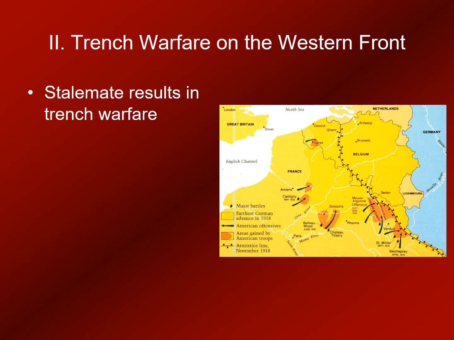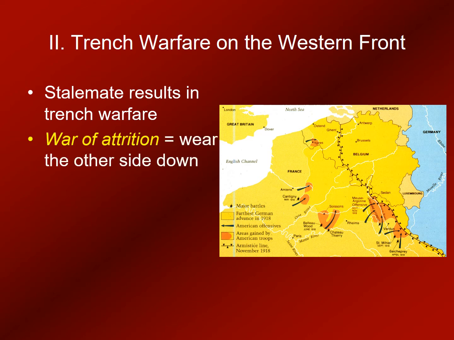From the North Sea all the way through Belgium and France, you see these lines here. You have lines of French trenches and German trenches, and they're basically lobbing bombs at each other, trying to get the other side to give up and break through their trenches. What ends up happening here is something called a war of attrition, in which each side tries to wear the other down by constant bombardments and shells and explosions and mustard gas.